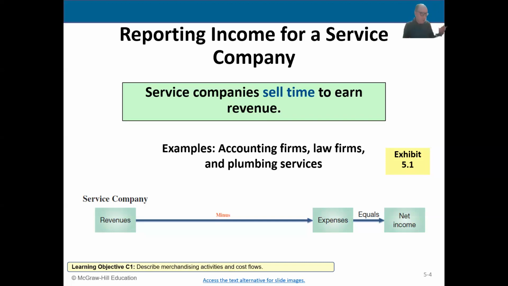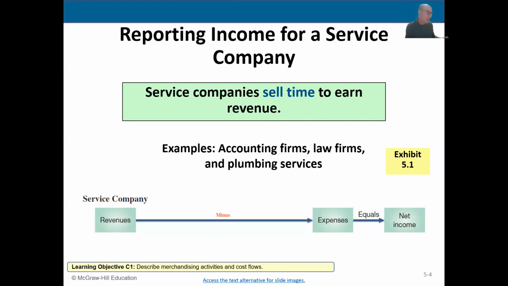So I want to compare merchandise companies to service companies. The reason why I want to go through this comparison is because in the previous chapters, previous weeks, we talked a little bit about service companies, from the perspective of the income statement.